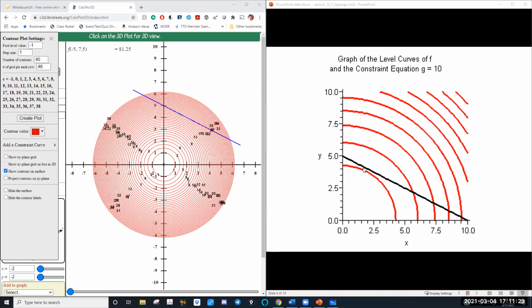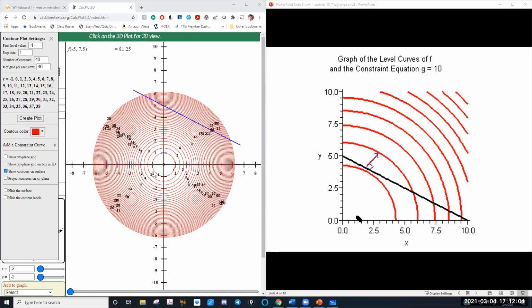Now, this is the whole idea behind the Lagrange multiplier method, because what that means is we want the level curve whose gradient is parallel to the gradient of our constraint. Okay, that is the key to the Lagrange multiplier method. I'm going to say it again. We want the level curve whose gradient is parallel to the gradient of our constraint. Why the gradient?